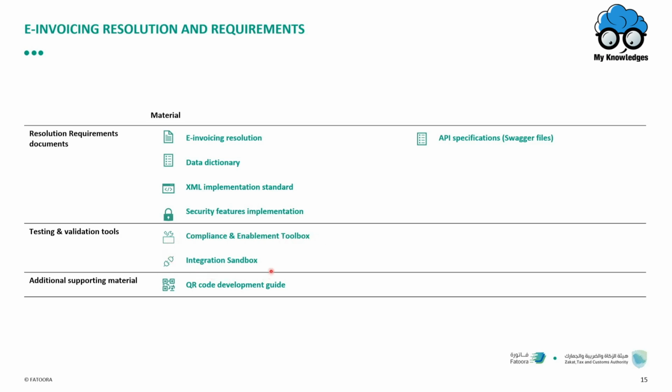This is where you can test the integration part of your solution and examine or test your solution against our sandbox. This is in a sandbox environment, so it's in a test environment. It's not in production. You can use that in preparation for your production environment. And again, we're going to have a separate session for the integration sandbox. We're going to go over the details of the sandbox and how to use that. And then finally, we have a dedicated QR code development guide, just for the QR code, to give you a step-by-step guide on how to develop the QR code to be printed on your invoices.